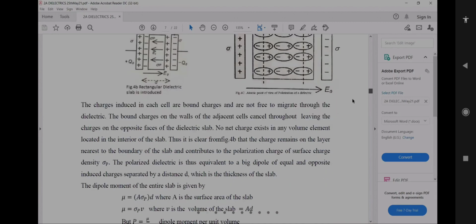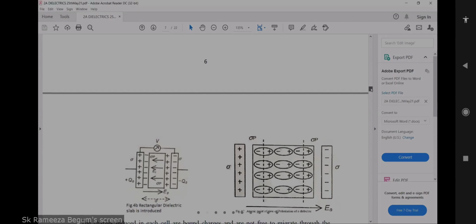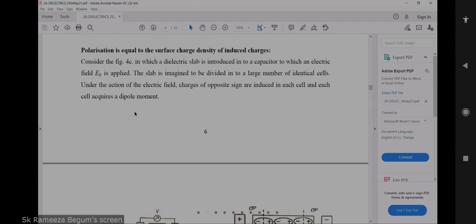So see this figure 4c. In this figure, a dielectric slab is introduced into a parallel plate capacitor, to which an electric field E0 is applied. Here the slab is imagined to be divided into a large number of identical cells. Under the action of the electric field, charges of opposite sign are induced in each cell, and each cell acquires a dipole moment.